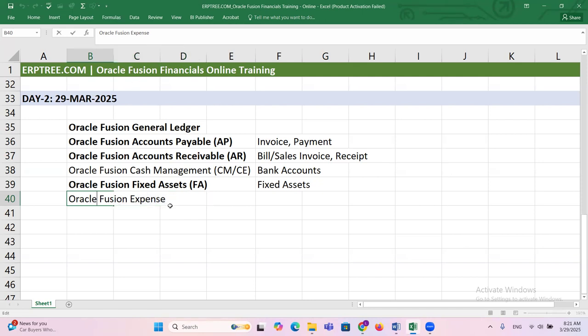This application you can call Oracle Fusion Expense Management, EXM. By using Oracle Fusion Expense Management, employees can book the expenses they are incurring, which can be reimbursed by the company. If they are booking their personal expenses, those are not allowed to be recorded in this application. Whichever expenses employees can reimburse from the company, related to their travels or other provisions they get from their employer, those expenses they can book in the form of an expense report.